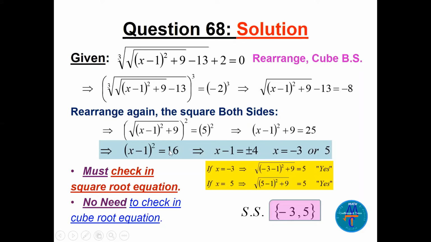Take 9 on the other side. Now you can take the square root of both sides. So x minus 1 will be plus or minus 4. There are two solutions, minus 3 and 5.